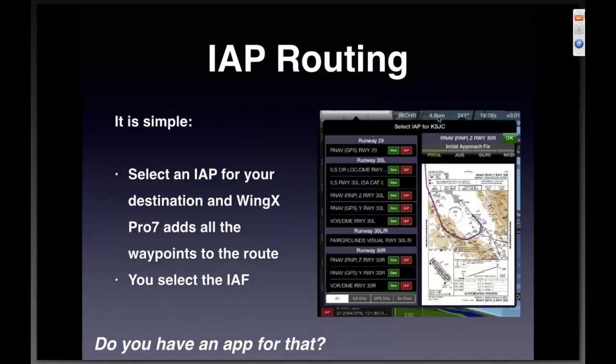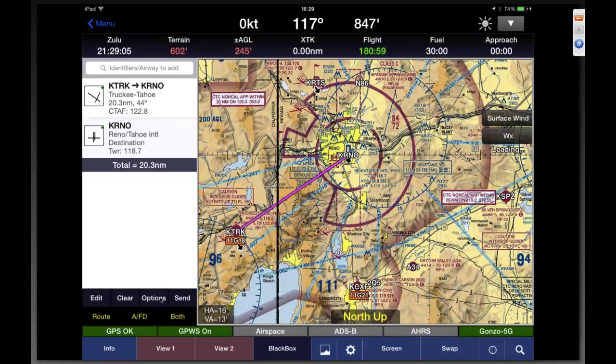IAP routing was introduced a year ago, and what this does is you select the approach and the iPad will fill in all of the points that make up that approach and then show that information on the iPad. And it becomes part of your course.